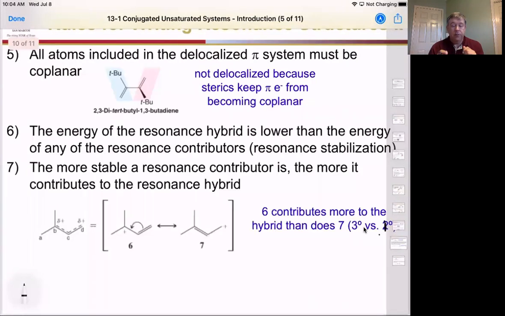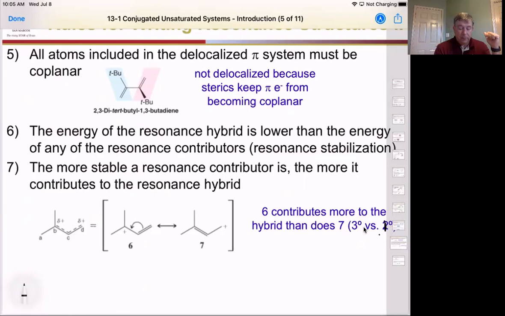Okay, so the 6th rule is the energy of the resonance hybrid is lower than the energy of any of the resonance contributors. And that's because having less of a localized charge, having it blended across multiple atoms, makes it more stable. Okay, and the more stable resonance contributor is the one that contributes more to the resonance hybrid.